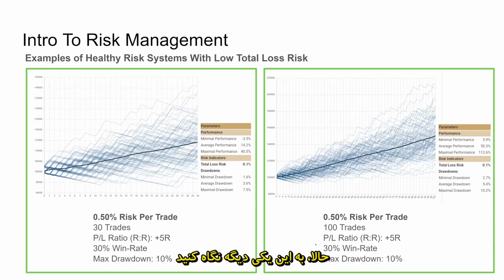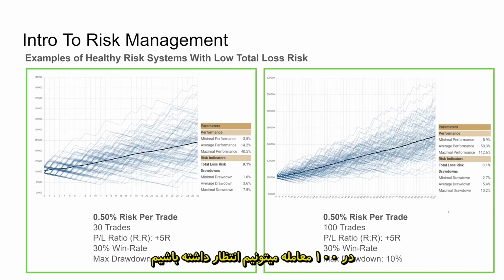Now let's look at this one over here. Again, very similar, but now I've done it over a series of 100 trades, so we have even more data to back it. Remember, every line here is representative of one simulation. Again, it's probabilistic, so our equity curve is never going to be exactly the same, but we can pretty much deduce that on average, our total loss risk is still going to be 0.1%.